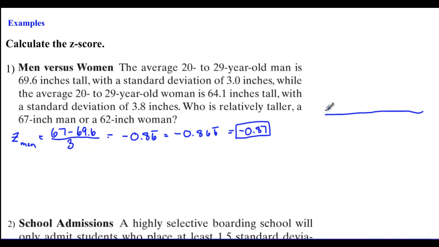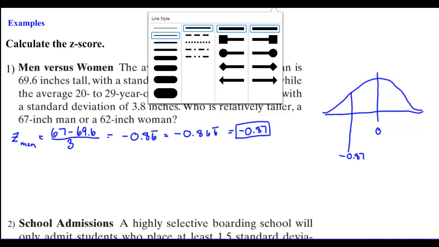I'm just going to quickly draw our bell curve. And the mean will be right here, and that's going to be a Z-score of 0. And for the men, we have a negative 0.87, so I'll just throw it over here somewhere. We will say that this is the negative 0.87, the Z-score for the men. All right, now let's go through and do the same process for the women.